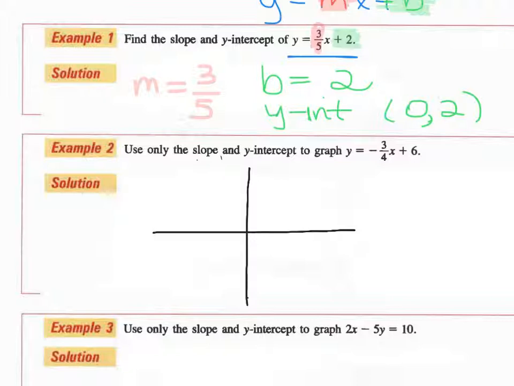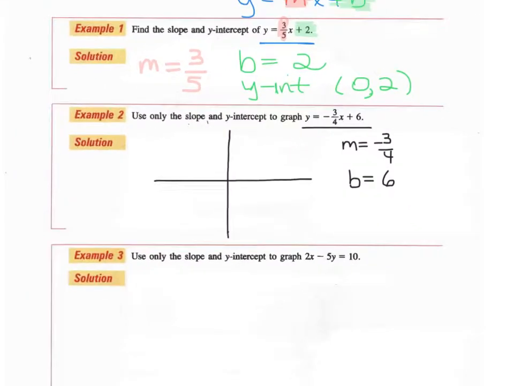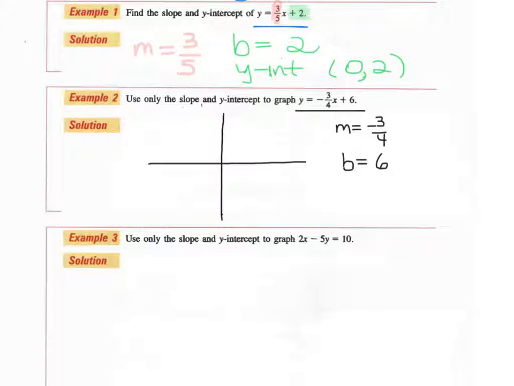So again, this is in y equals mx plus b. So my slope is negative 3/4. My b, which is my y-intercept, or my beginning point, is positive 6. Again, remember, slope is rise over run.